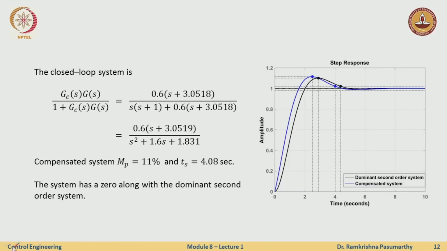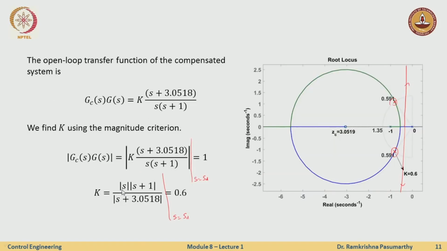So how does the response look like? This is my compensated system with a closed loop transfer function GC times G over 1 plus GC times G. We know how to derive this. The compensated system has a peak overshoot, if I compute, of 11% and a settling time of 4.08 seconds, which are more or less what we wanted. So the system has a 0 here, along with the dominant poles.